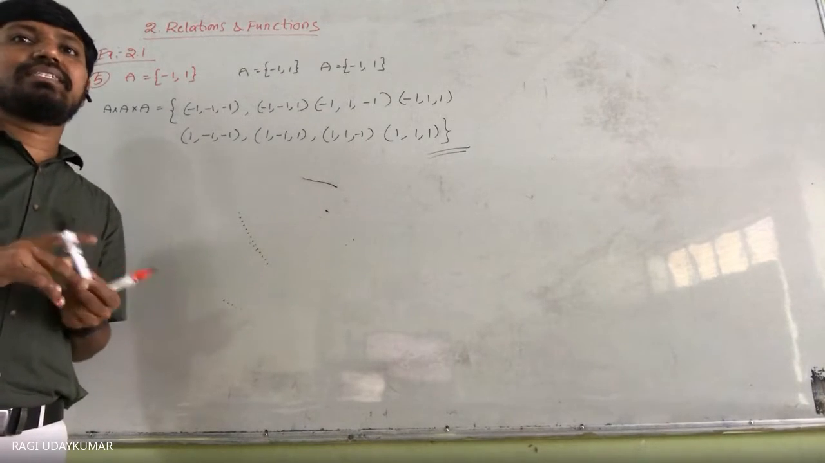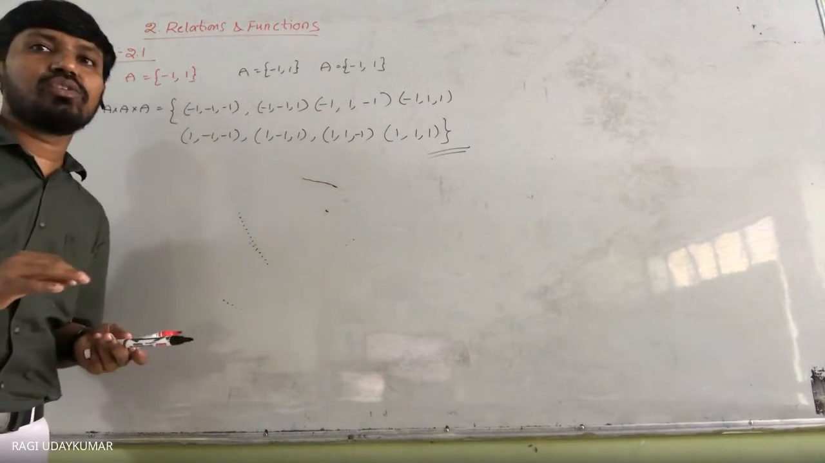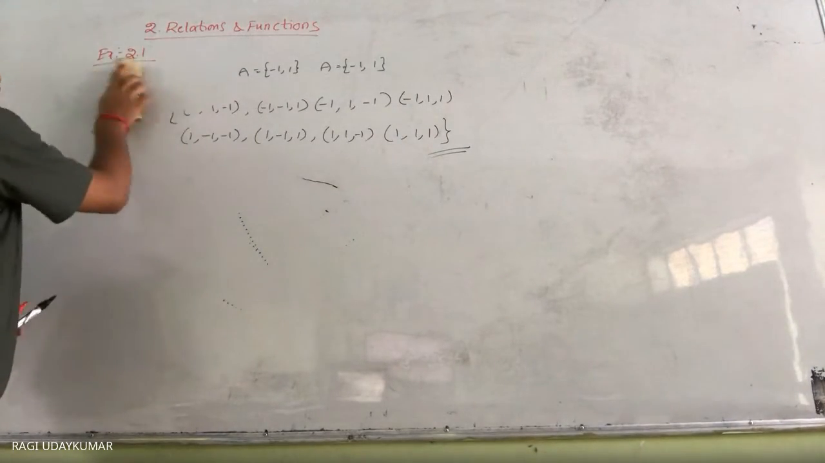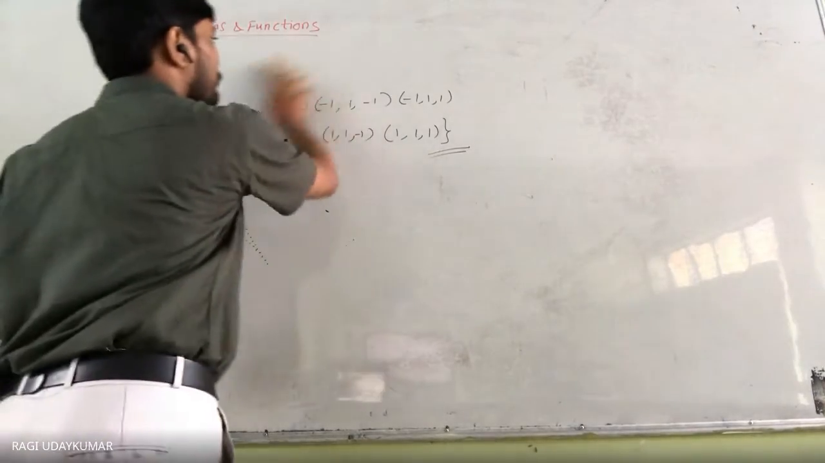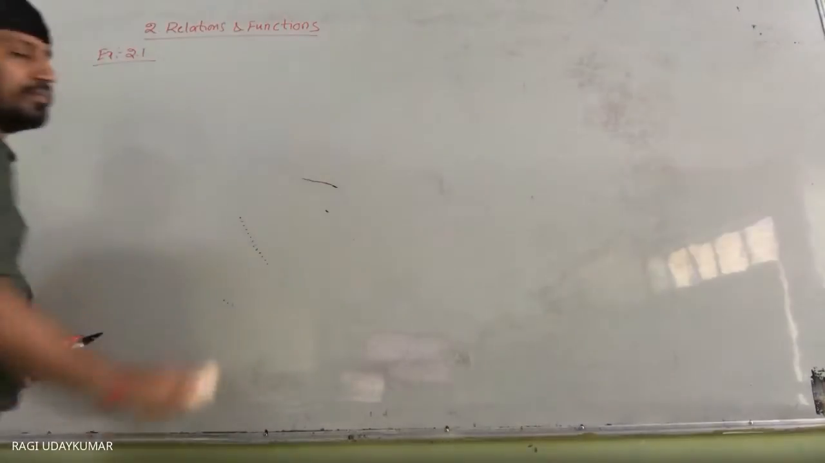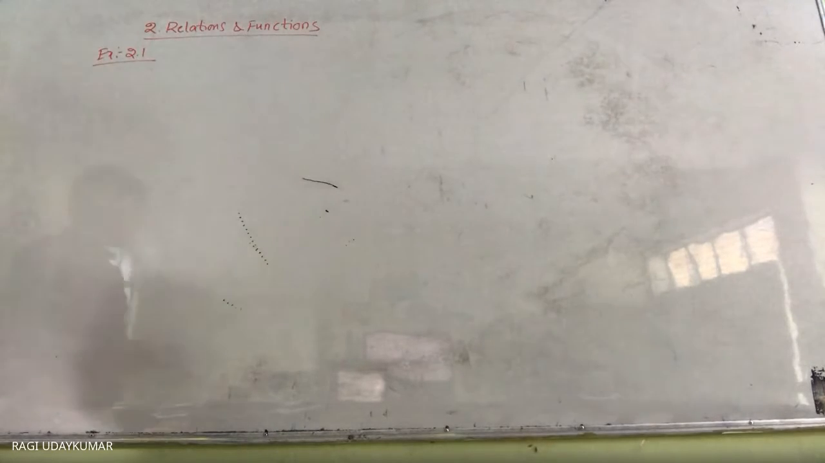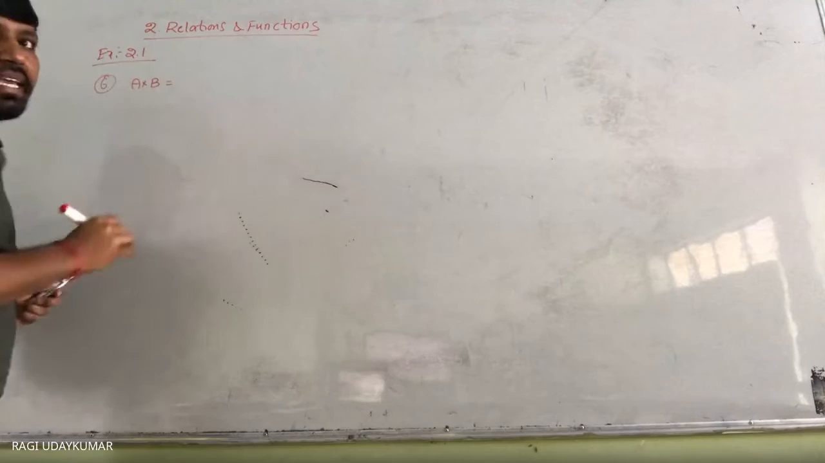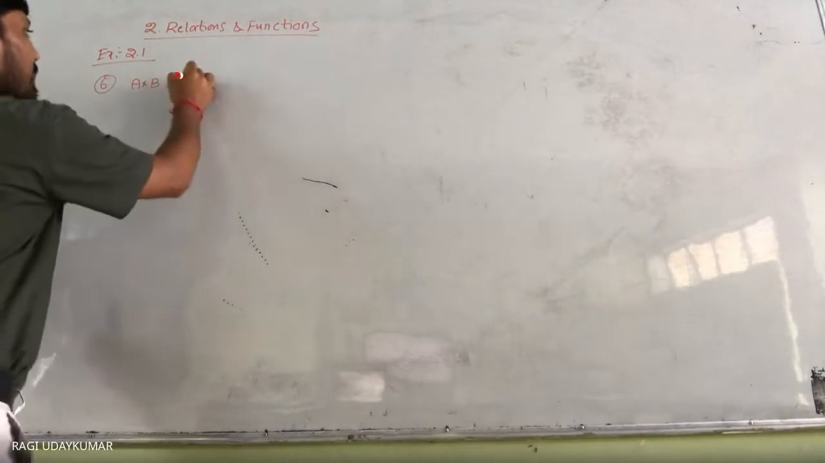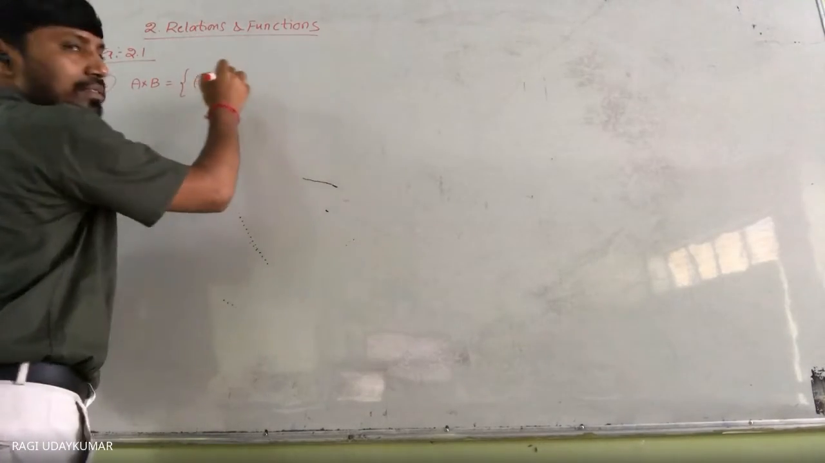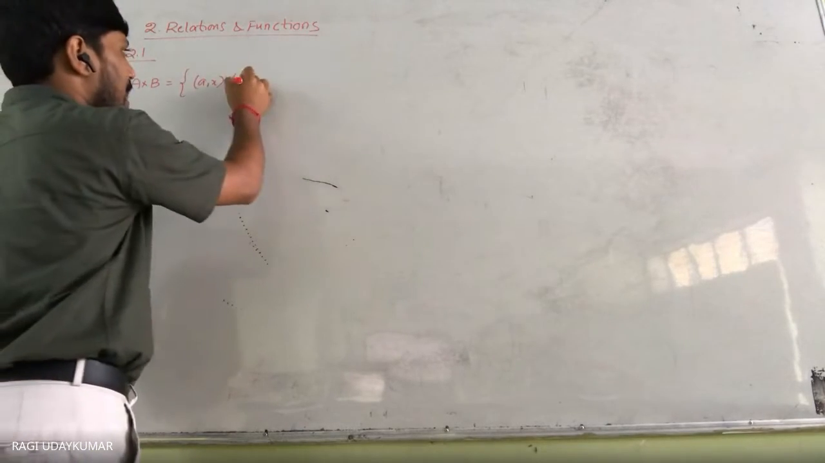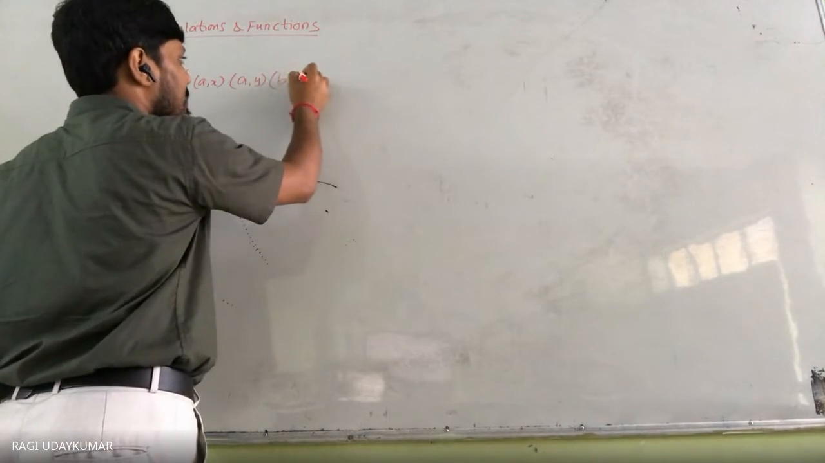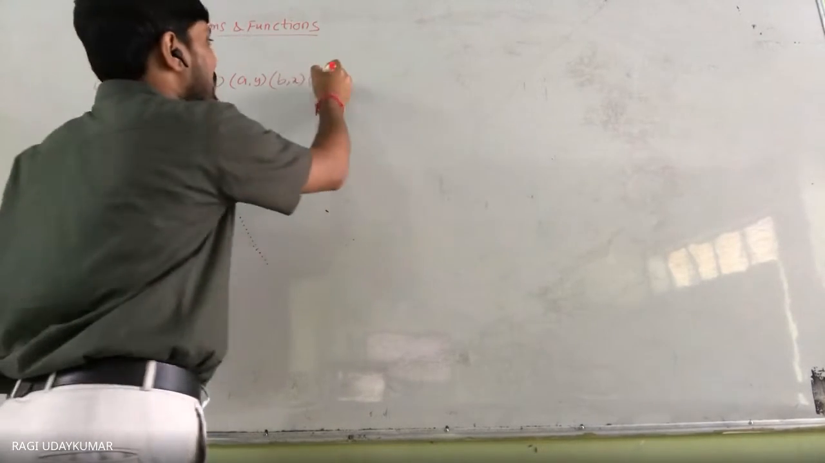Okay. Next, the sixth question is given to you. A cross B is given to you. What is A cross B? In this Cartesian product of the two sets, A cross B is equal to A comma X, A comma Y, B comma X and B comma Y.